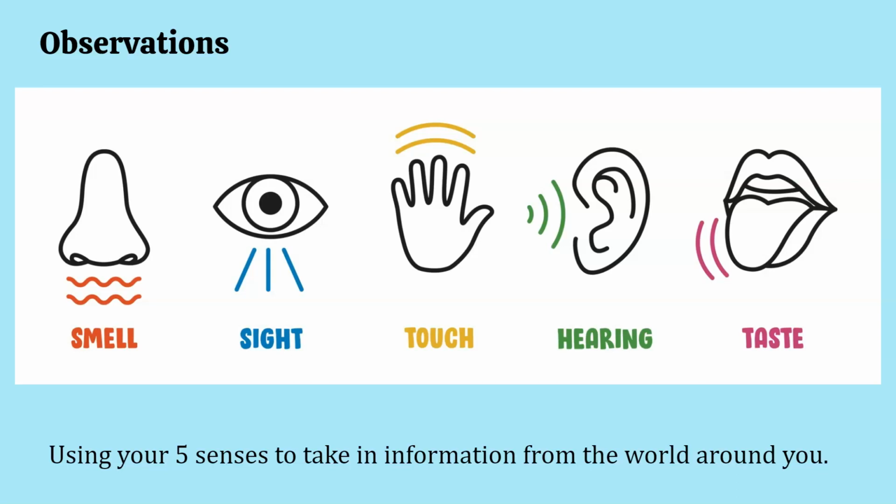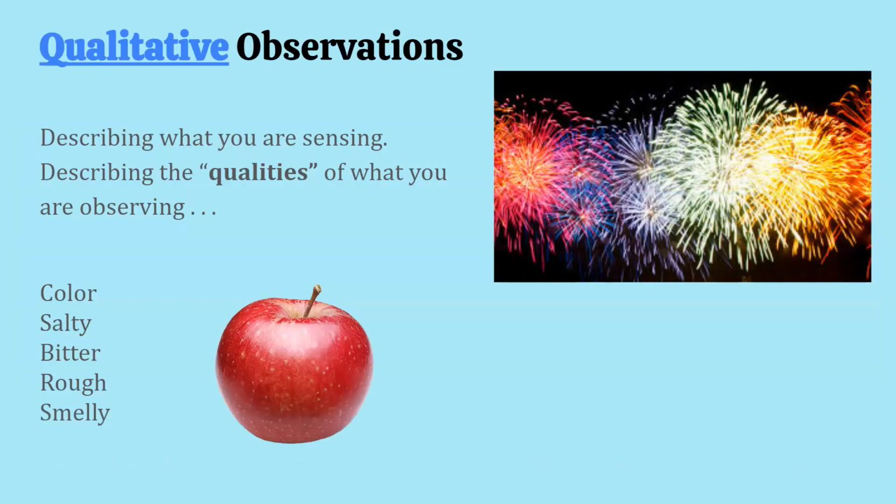But you have to use these senses, and you're taking in information from the world around you with your senses. And those strictly are observations. So when we think about observations, we can have observations that are qualitative. This has the word quality in it. They're observations of the quality of things. Things like color, the taste of it, how does it feel, how does it smell.